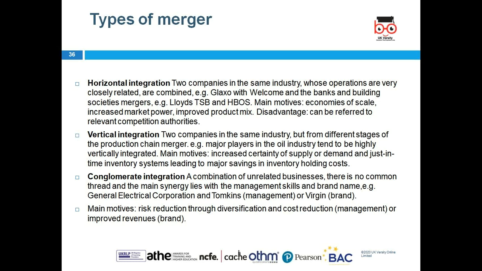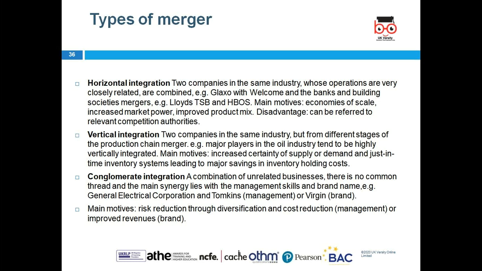Okay, then next we have vertical integration: two companies in the same industry but from different stages of production. When it is a different stage of production, maybe you're making finished goods, I'm making raw material, and we belong to the same industry because the end product is the same. Major players in oil tend to be highly vertically integrated. The main motive is to increase certainty of supply or demand or a just in time inventory system, leading to major savings in inventory holding costs.